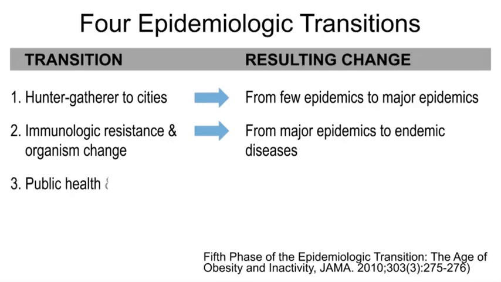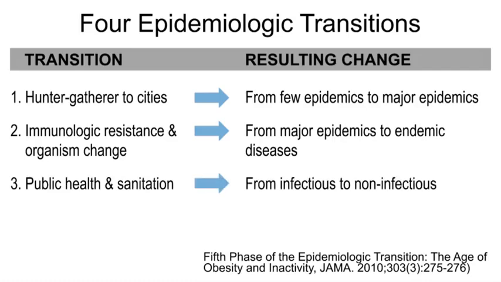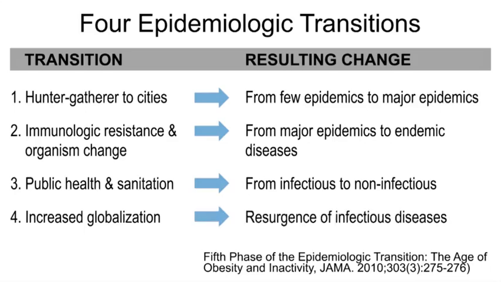The third transition came from improved public health and sanitation. There was a transition from infectious diseases to non-infectious, chronic, and degenerative diseases. The fourth transition was due to increased globalization. There was a resurgence and rapid spread of infectious diseases.